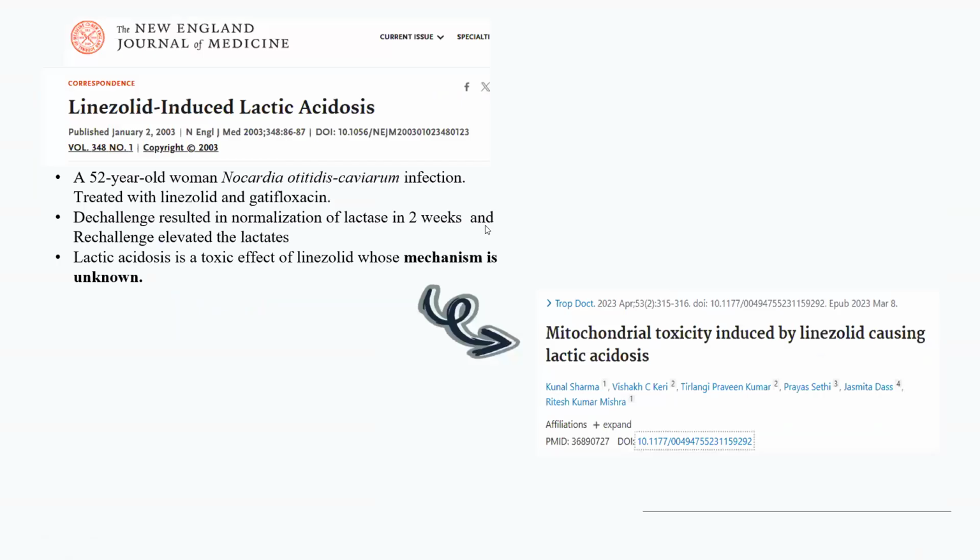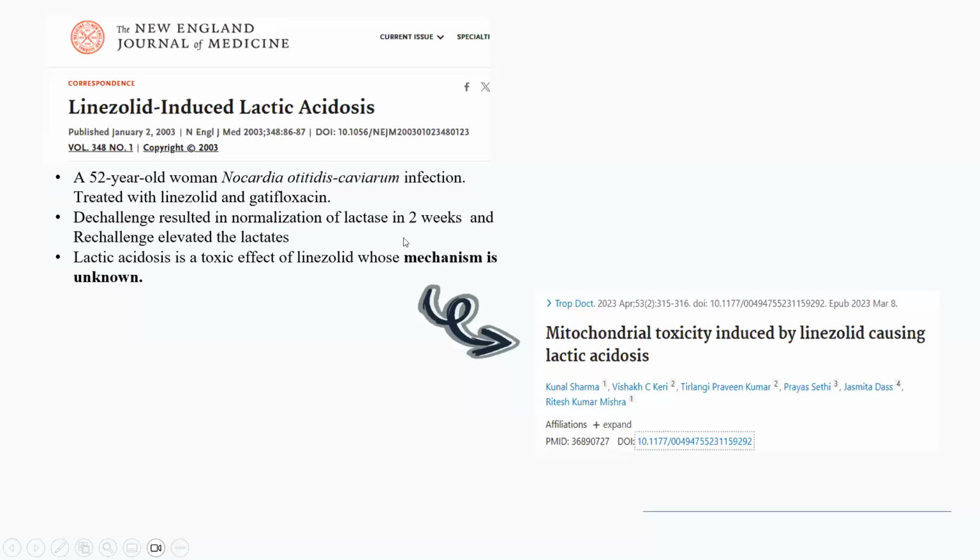Let me give another example where the authors have used de-challenge and re-challenge as a method to identify causality in this initial case report of linezolid-induced lactic acidosis, where there were no drug levels to identify the effect. But once the drug was de-challenged, it resulted in normalization of lactates within 2 weeks. And after the drug was re-challenged, again the lactates elevated. This is how they understood that it was linezolid that caused lactic acidosis.